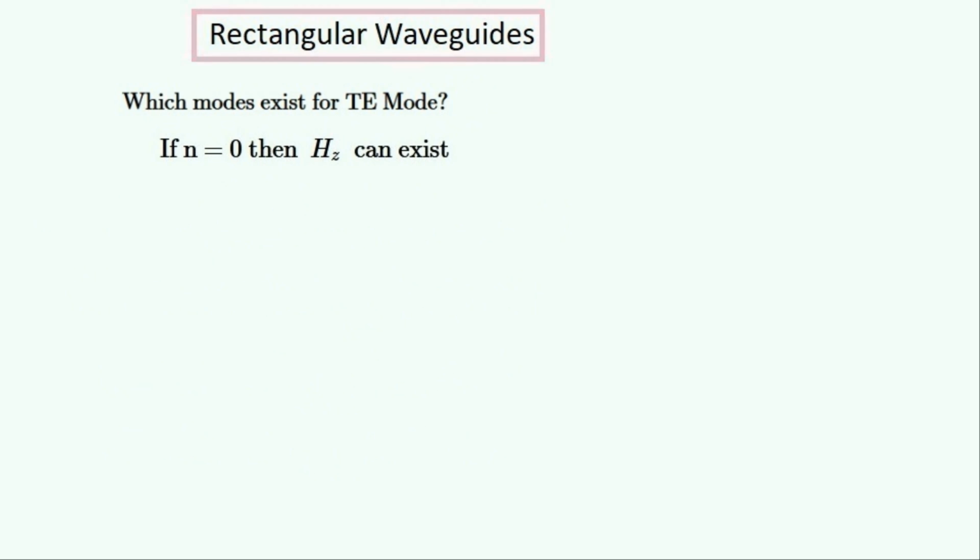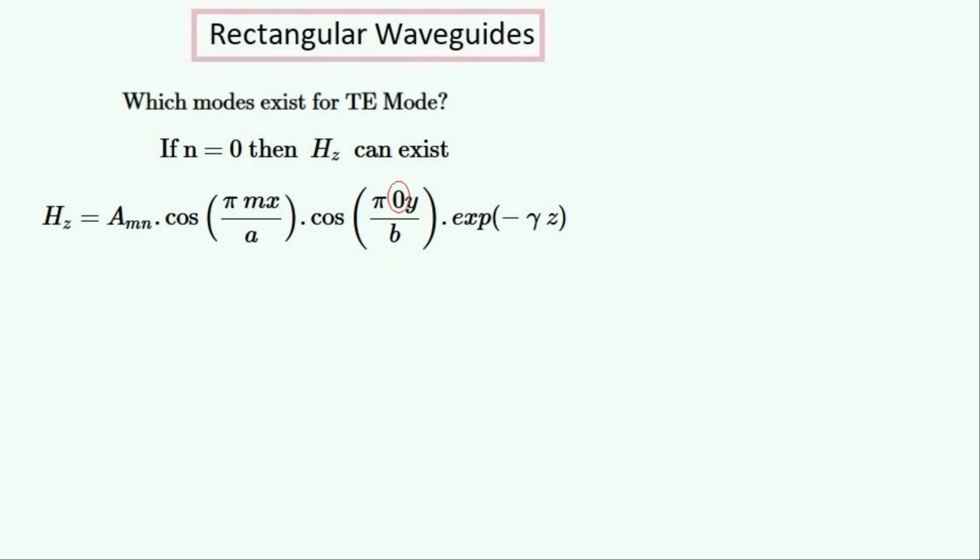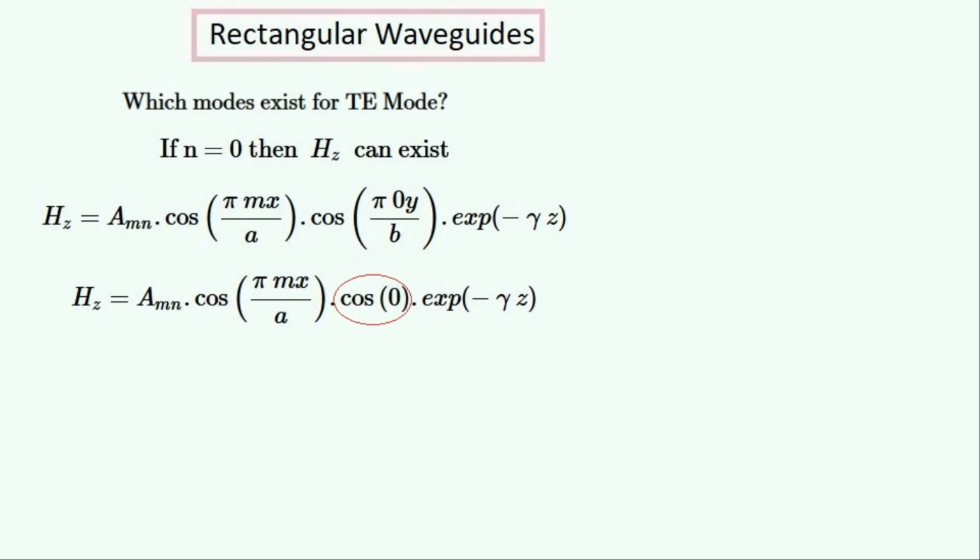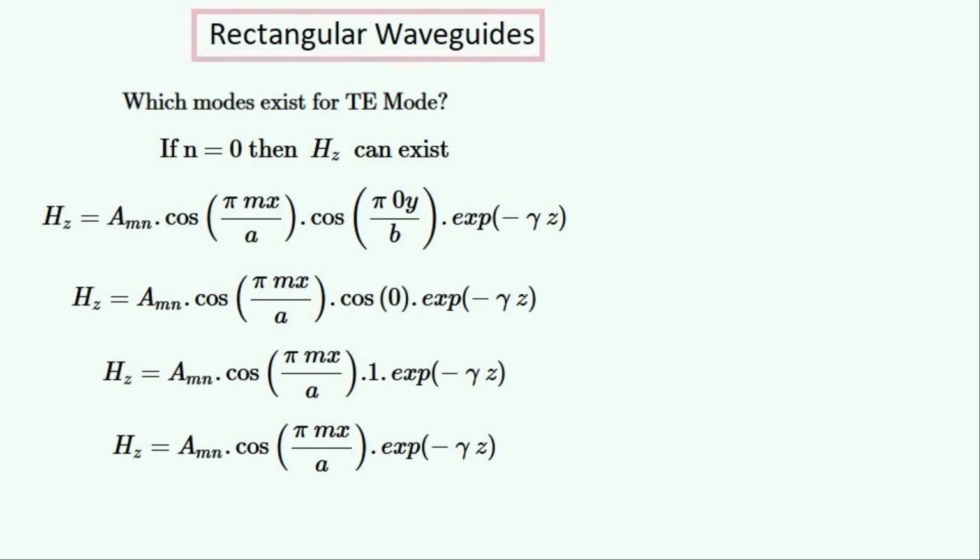Now to check if HZ can exist for n equal to 0. Substituting n equal to 0 into the expression for HZ gives us this cosine of 0 term, which gives us a lot of terms multiplied by 1, and which gives us this term which could exist in the waveguide.